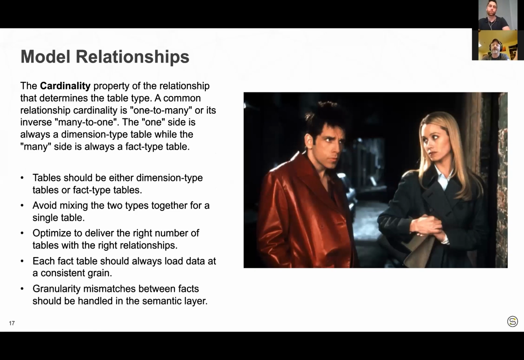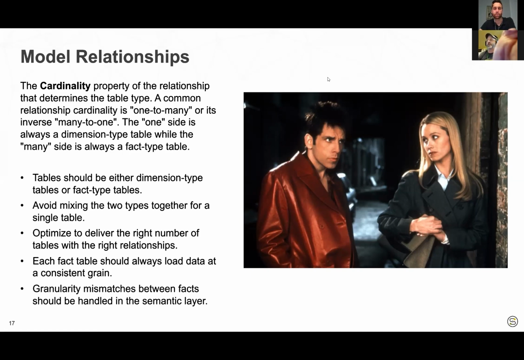In reporting, in our data models, especially with regards to the Power Platform, we need to talk about cardinality. And cardinality is really the property of the relationship that determines the table type. We have cardinalities that are one to many, or the inverse, many to one. There can be one-to-one, and we can do many-to-many relationships, but there are both logical and performance impacts with many-to-many.